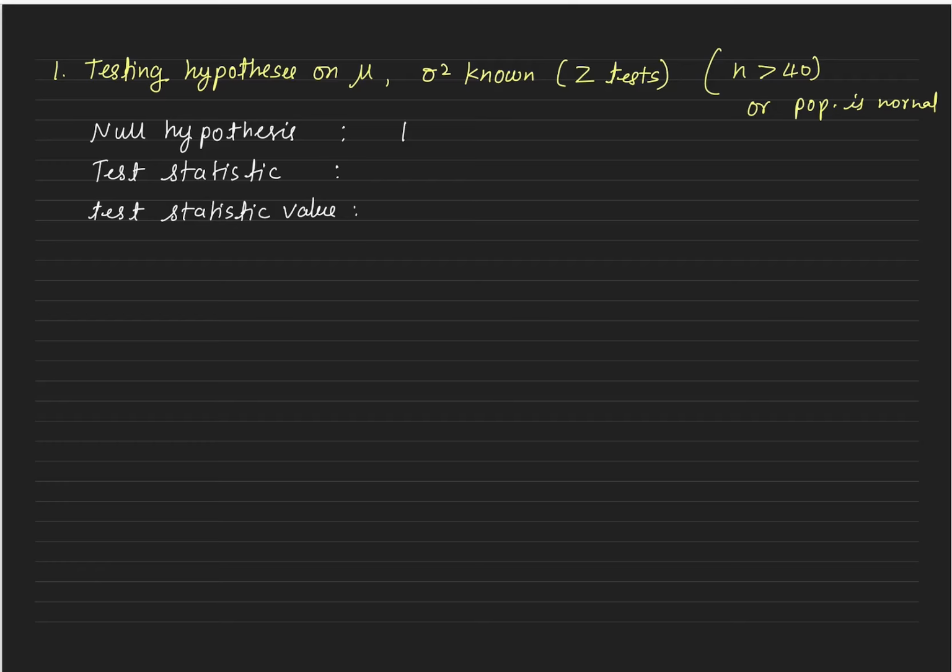Suppose null hypothesis is mu is equal to mu naught. In this case, test statistic is z, which is x bar minus mu divided by, not s in this case, sigma is already known, sigma divided by root n. And test statistical value is z naught is equal to x bar, the mean of given sample, minus mu naught, because mu value is mu naught, divided by sigma divided by root n. Okay, this is the statistical value.